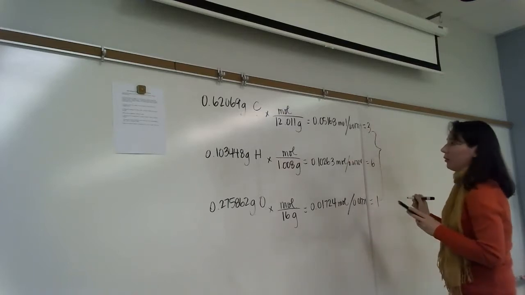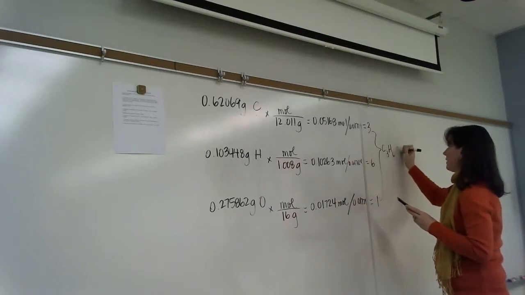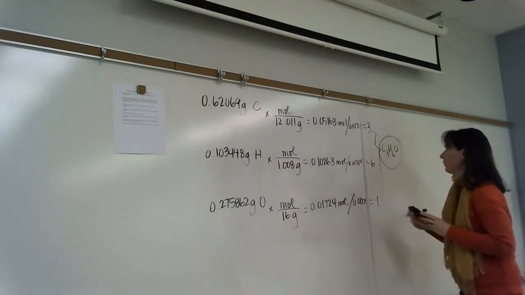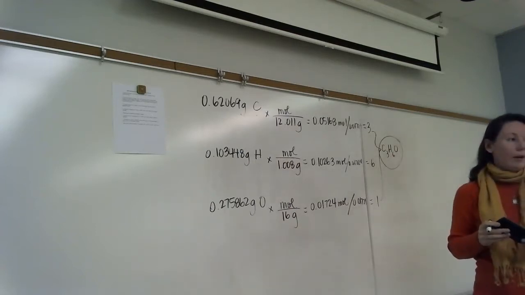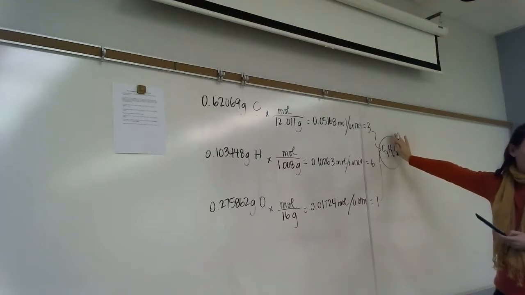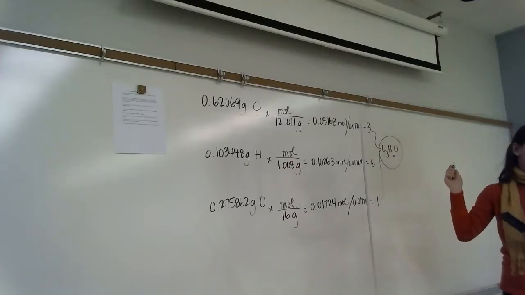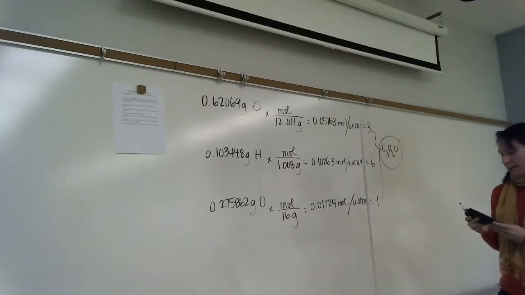So therefore, my empirical formula is C3H6O. Now, if that O was not there, that would not be an empirical formula, would it? Because 3 to 6 does reduce. But does the ratio 3 to 6 to 1 reduce? No. Okay. So that is an empirical formula.